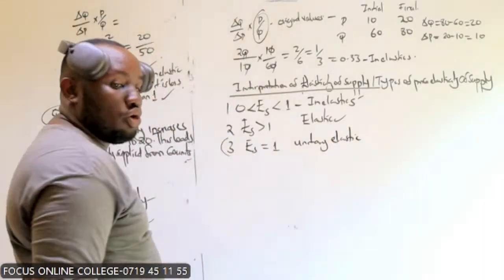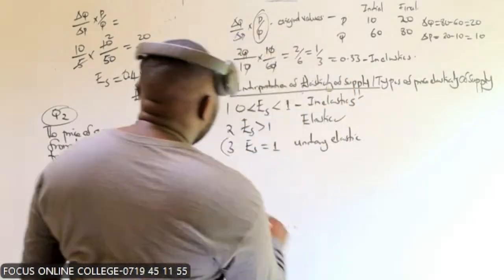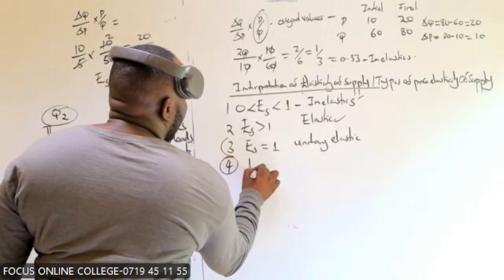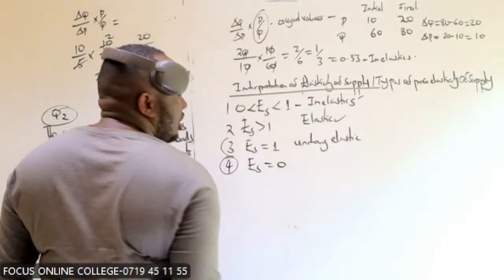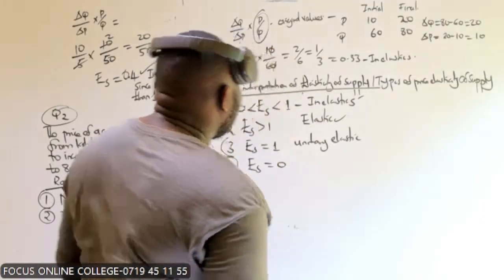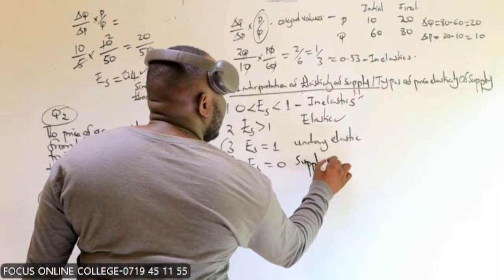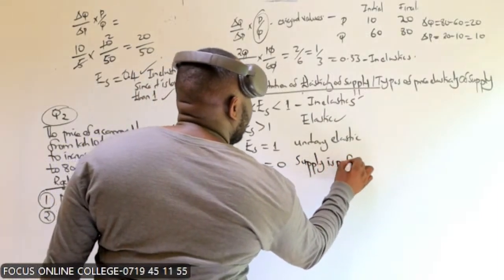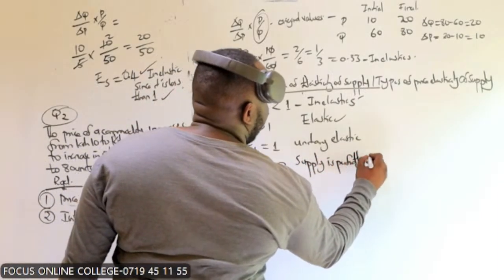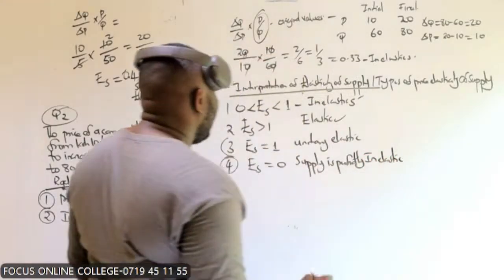So when elasticity is unit elastic, then we have number 4: elasticity of supply is equal to 0. Supply, we say, is perfectly inelastic. Call it perfectly inelastic.